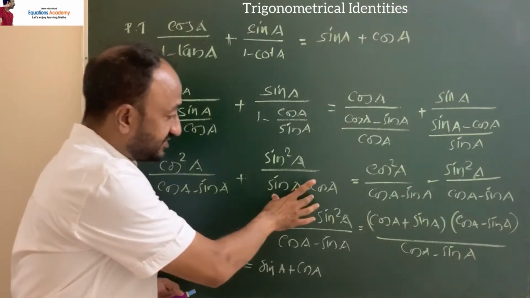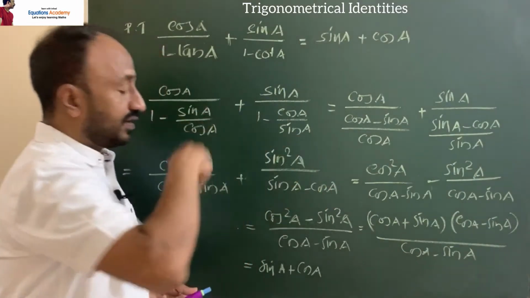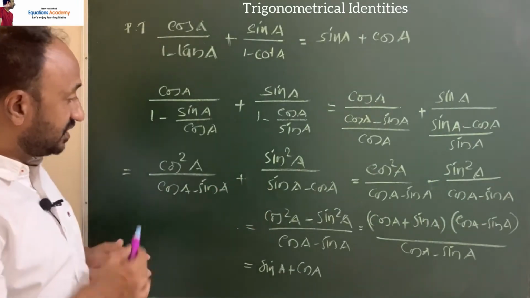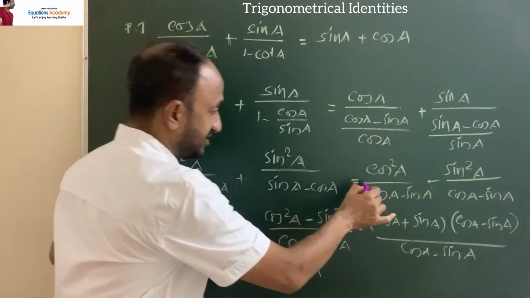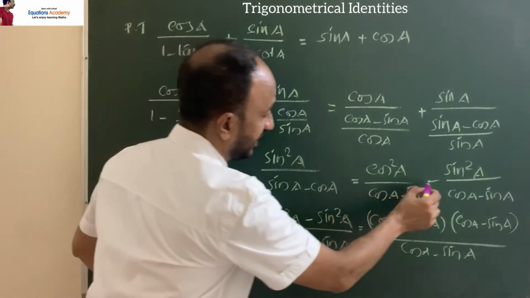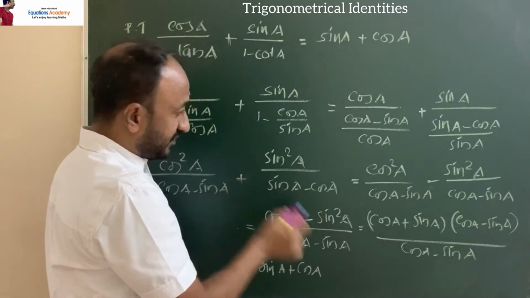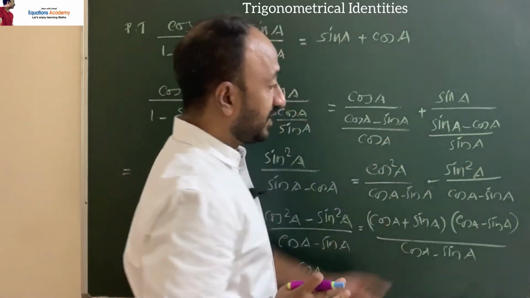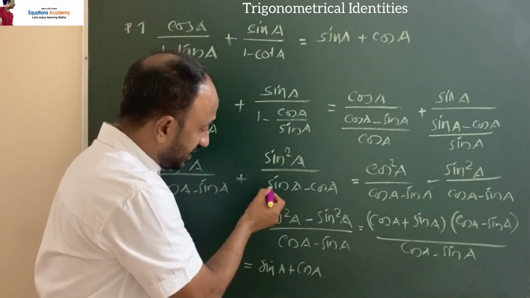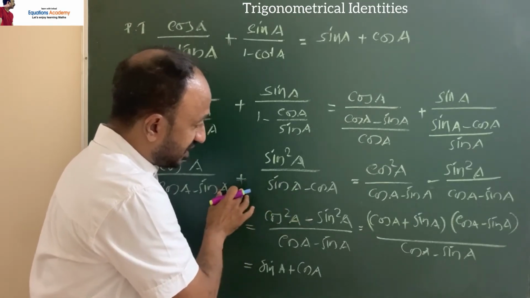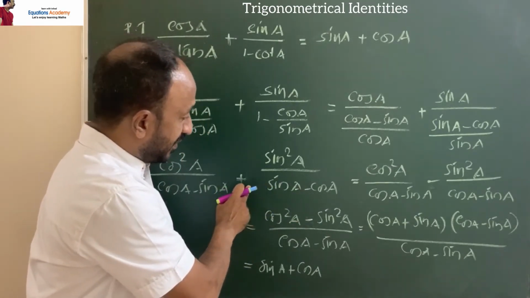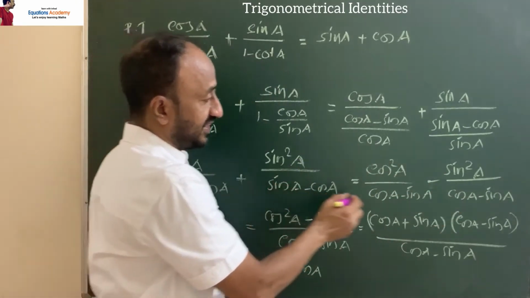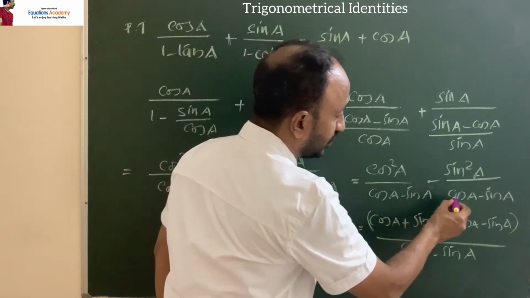So we will change this sin A minus cos A to cos A minus sin A. That means we will take a minus outside. So we have cos square A as it is divided by cos A minus sin A. Instead of plus, we take minus outside. So minus sin square A divided by, if you take minus outside, minus sin A plus cos A, so cos A minus sin A.